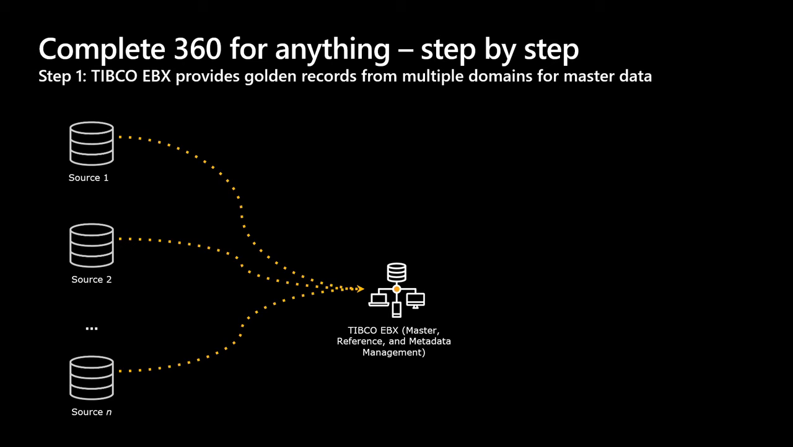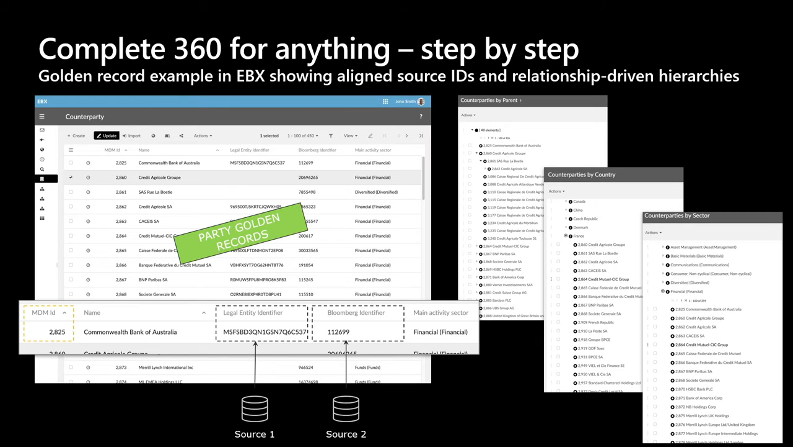So how do we do this on a step-by-step basis? I already showed this a little bit, but step one, leveraging TIBCO EBX, creating that master golden record across your different data sources where you're conforming your dimensions and hierarchies into one common identifier across all of your data. So now we have aligned source IDs. We can bring in external reference data, like maybe a Bloomberg identifier or a D&B number. And then it's aligned by these relationship-driven hierarchies. So that would be step one, creating that golden record.